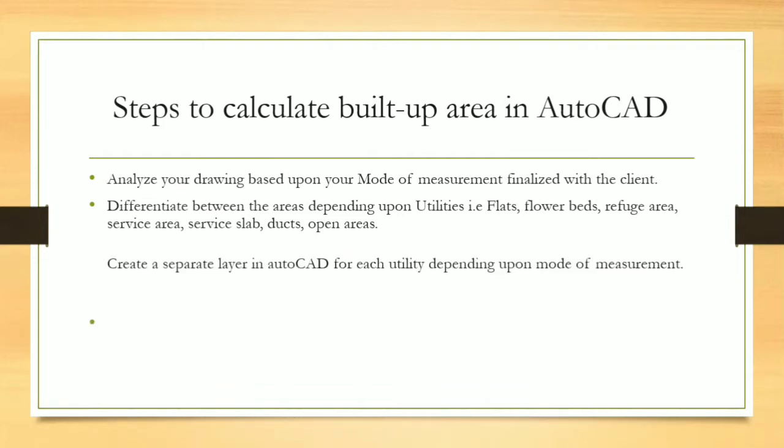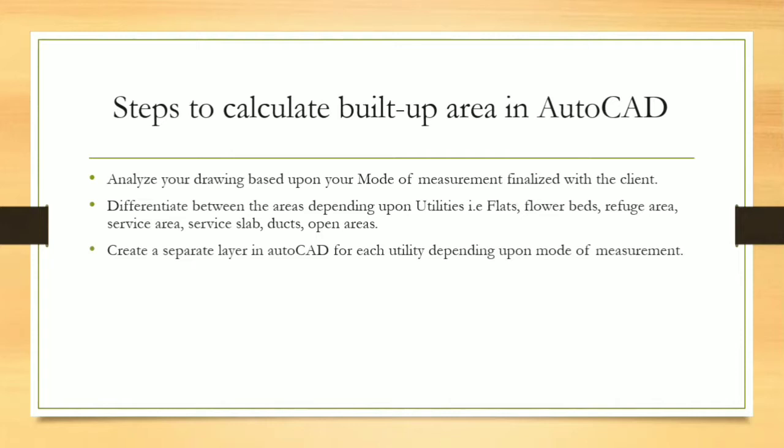So the next step is that for each utility, depending on our mode of measurement, we have to create a separate layer. Now, why do we have to create a separate layer in AutoCAD for each utility? That is, for flats we have to take one layer, for flower beds we will use another layer. We will see its use when we calculate our built-up area in AutoCAD, but for the time being just remember that we have to create separate layers for each utility in AutoCAD.